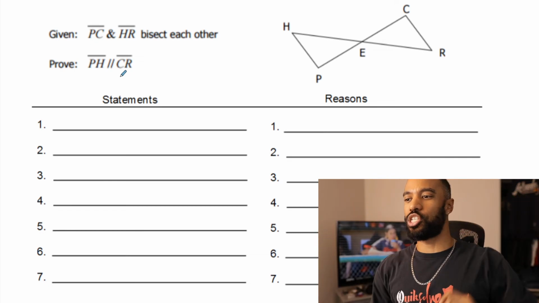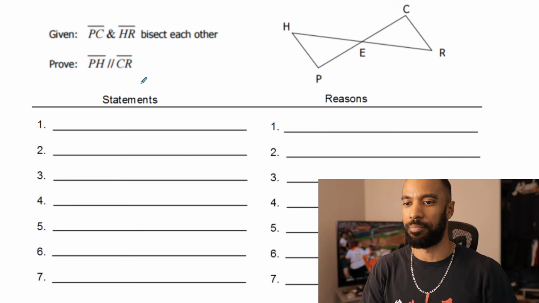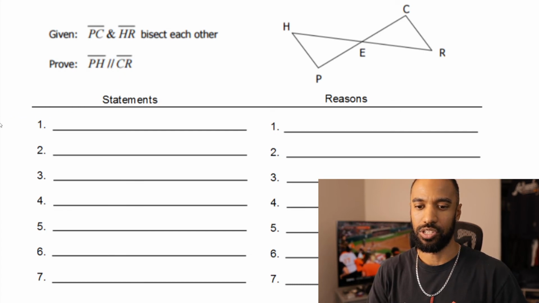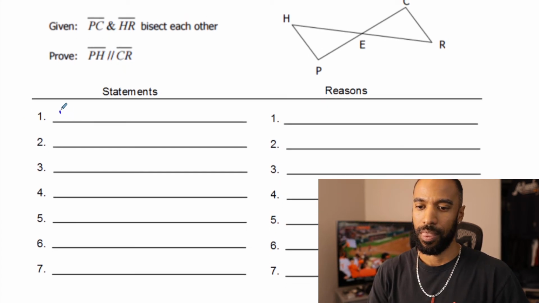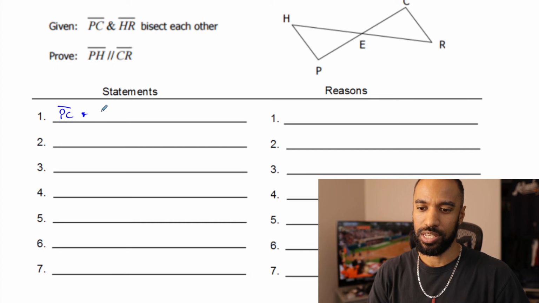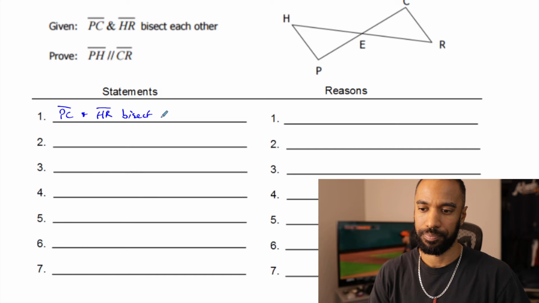Given PC and HR bisect each other. Prove, oh my gosh, this is going to be a little bit, we probably have to use every step. All right, let's write some stuff out. PC and HR bisect each other. That's given.